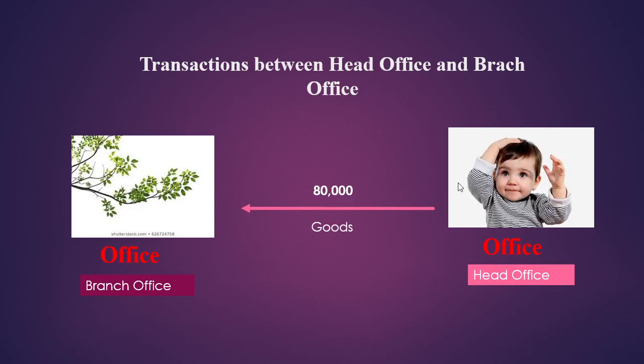Here, head office will send the goods to branch office for making sales, and branch office will return the sales proceedings to head office. So here, we are going to learn how to prepare the books of accounts under head office, how to record the branch details in head office.